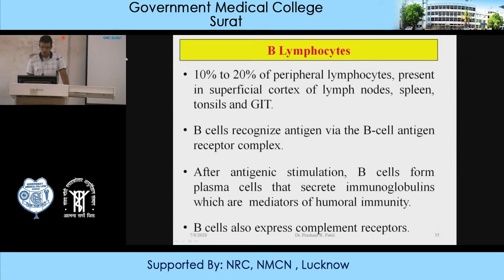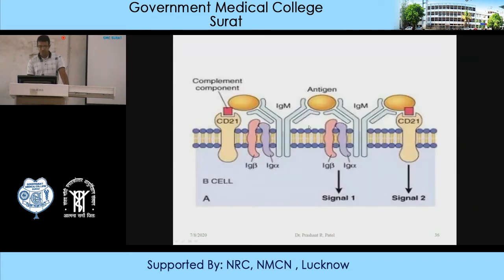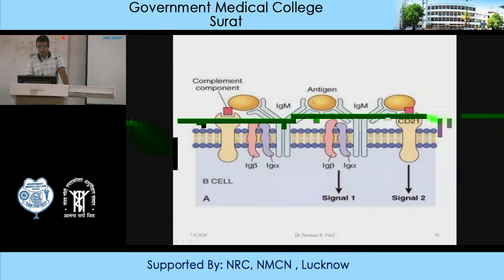So this is the diagram of B cell receptor complex. Here the main protein is IgM which can bind with antigen, and another core receptor is CD21, and this IgM is bound with Ig alpha and beta subunit. So here again two signals are delivered. Signal 1 is delivered when IgM engages with antigen, and signal 2 is delivered when CD21 receptor binds with complement present on antigen.